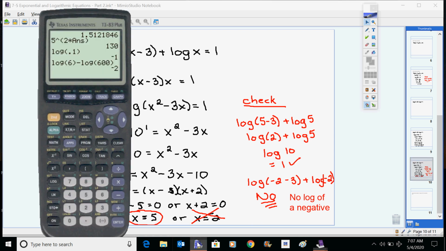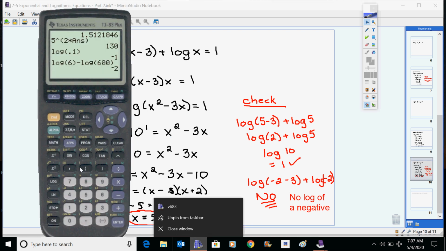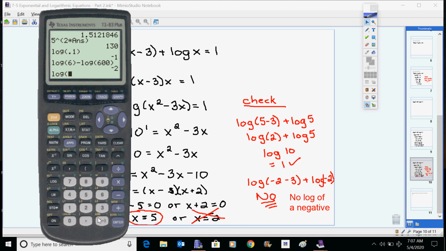But let's see what happens when we try to take the logarithm of -2 over here on the other one. Okay, we get an error. It's a non-real answer. So we're not going to be able to take a logarithm of a negative.